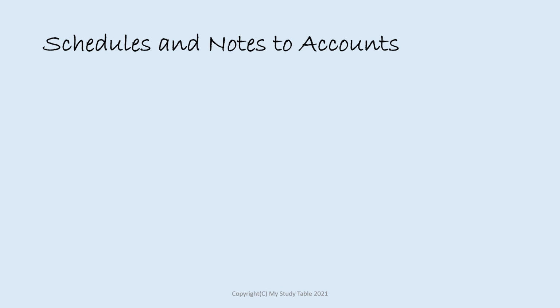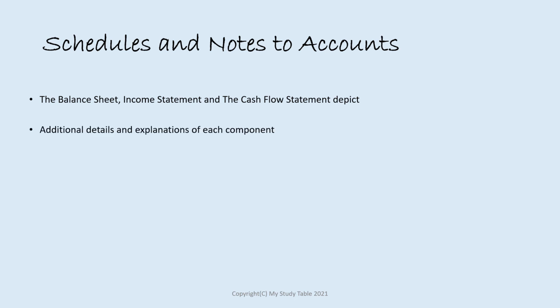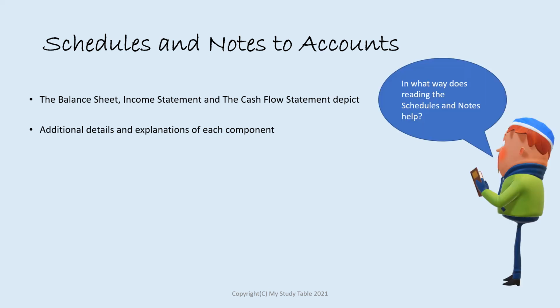An important component of the financial statements is the schedules and the notes to accounts. The balance sheet, P&L, that is your profit and loss account or income statement, and the cash flow statement depict the financial position and the performance of a firm for a given period of time in a comprehensive or in a condensed form. Additional details and explanations of each component of the financial statements are provided under schedules and notes to accounts. It also includes certain explanatory notes that elaborate on certain items presented in the financial statement.